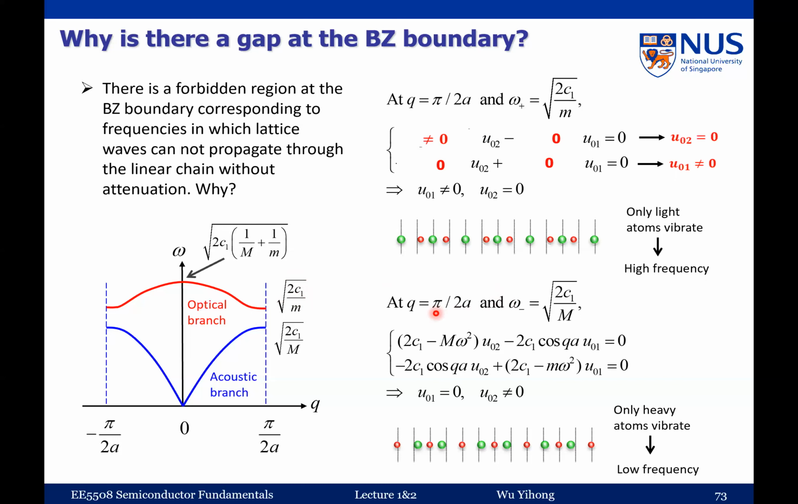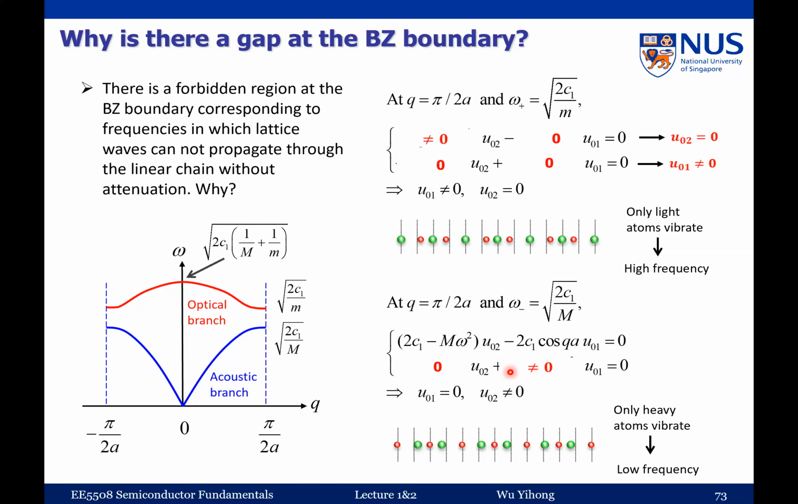Now we look at the case of what happens at the other frequency, but your Q is still the same, pi over 2a. What happens at this maximum acoustic frequency, which you can find from this one? We substitute in. Look at this one first. We substitute in here, and this coefficient will not be equal to 0 because this is capital M and this is small m. And this one is 0, since cosine QA, with Q equal to pi over 2a, will be 0.